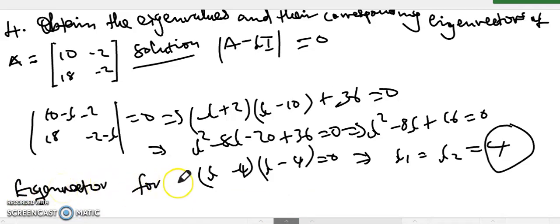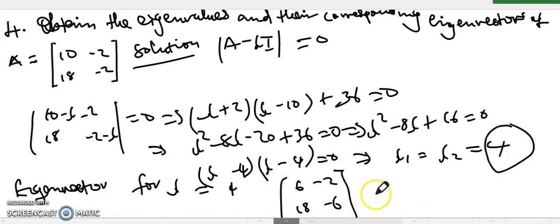The eigenvector for lambda equal to 4. To find the eigenvector, we have 6, -2, 18, -6. In case you are wondering where I got 6 from, we are replacing lambda with 4, so we have 10 minus 4, which is 6. We simply have -2, we have 18, and -2 minus 4 gives you -6. So that is how we get this.